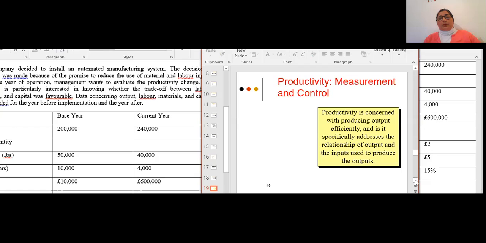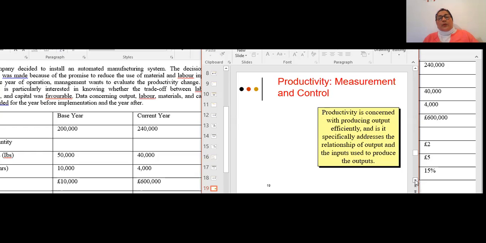So what does productivity mean? Productivity is concerned with producing output efficiently, and it specifically addresses the relationship between the output and the inputs used to produce the output. So productivity is a relationship between inputs and outputs.